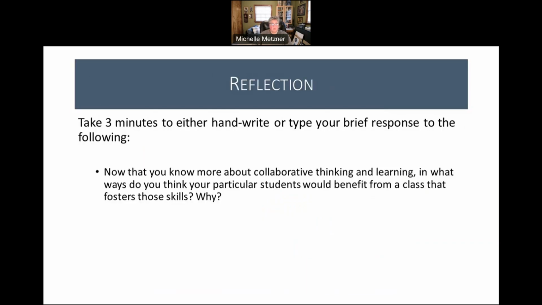So, for your final reflection, take about 3 minutes and talk to me about in what ways would your particular students benefit from a class that fosters those critical thinking skills or collaborative thinking skills, and why?